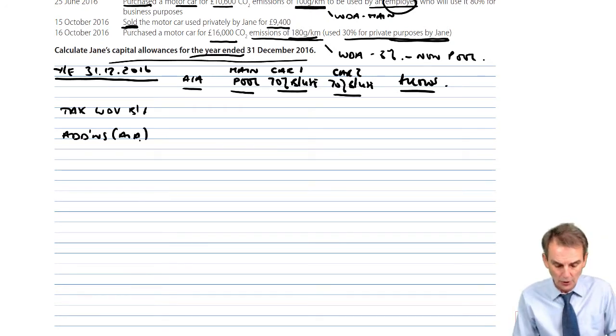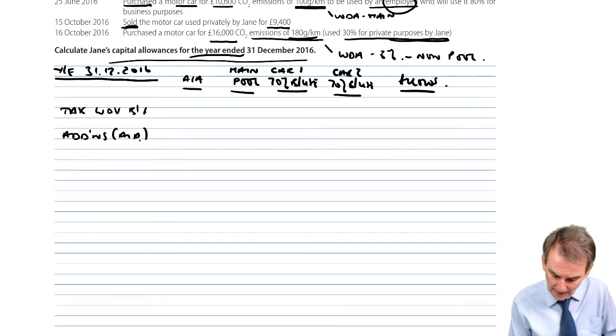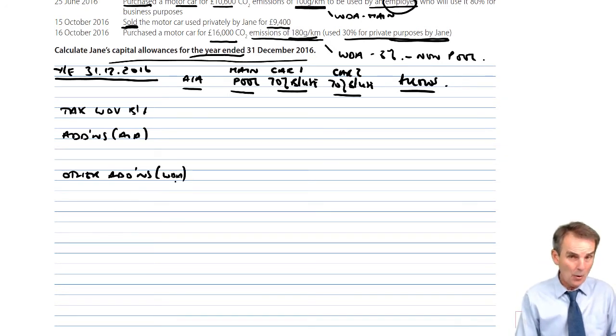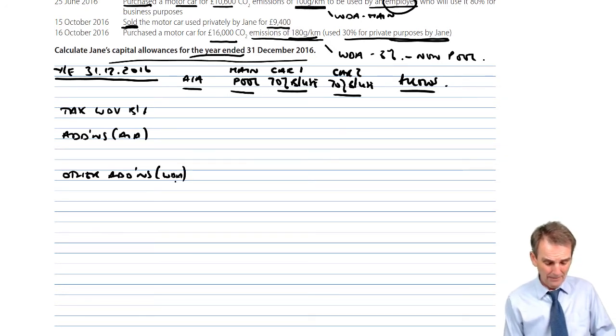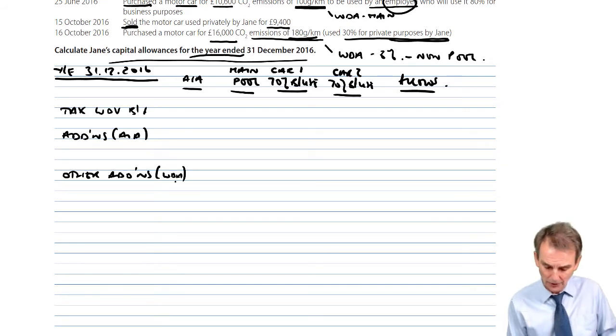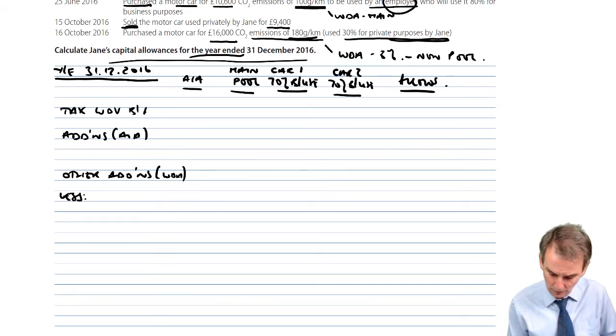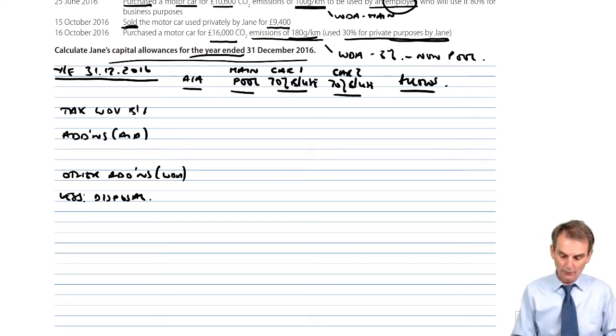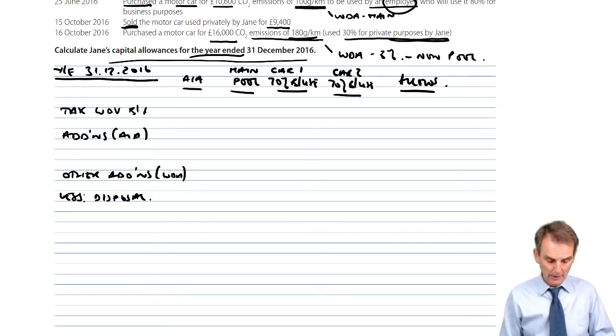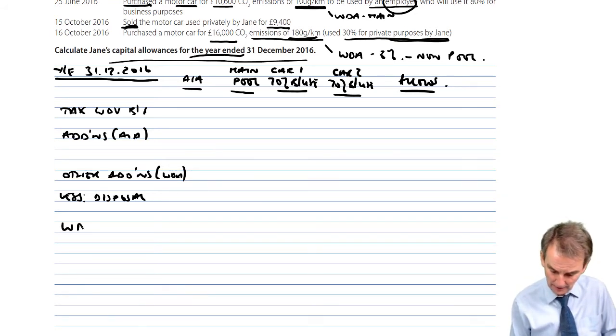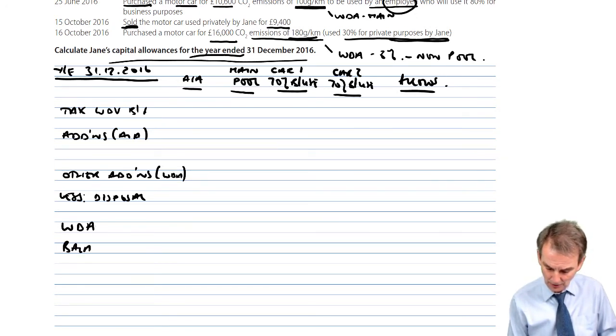Yes, we do. So you deal with those. Were there then any other additions that will therefore rank for writing down allowance? Yes, there were. We were talking about cars here. Do we have any disposals? Yes, we do. So there will be less disposal: sales proceeds to a maximum of original cost. And once that's been dealt with, then we can establish any writing down allowances available and any balancing adjustment.